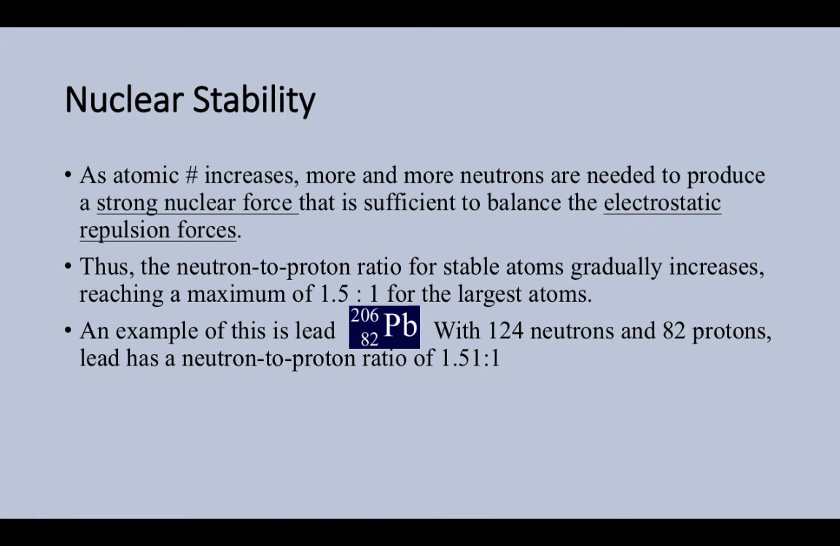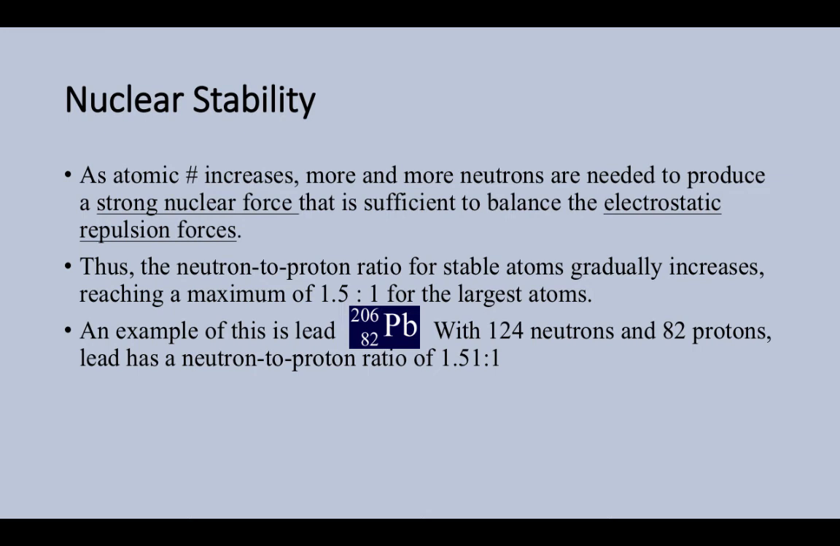So why does any of this happen to begin with? Everything is about stability. As the atomic number increases on the periodic table, more and more neutrons are needed to overcome or create the strong nuclear force within the nucleus to hold all those protons in there. So if you have a really large atom that has 82 protons, you're going to need a lot of neutrons to create that strong nuclear force. So the neutron to proton ratio increases as the atoms get larger, and if the ratio of neutrons to protons reaches 1.5 to 1, that's when it becomes unstable.